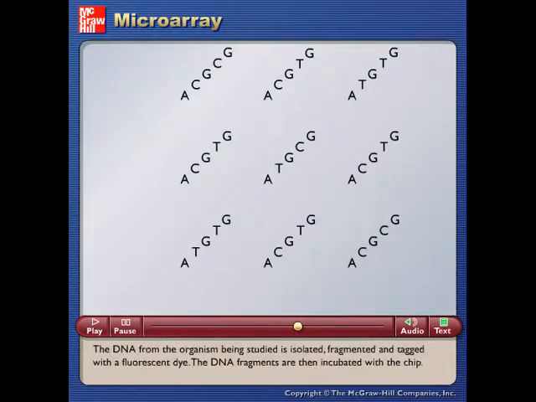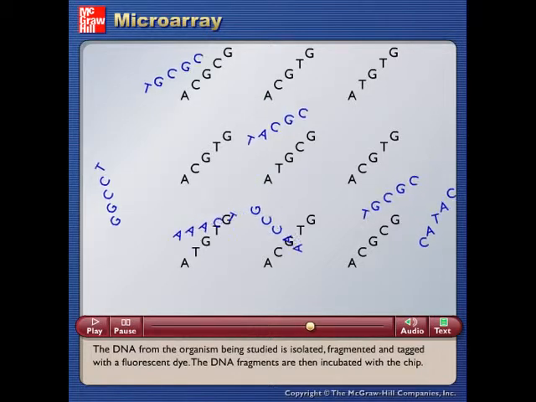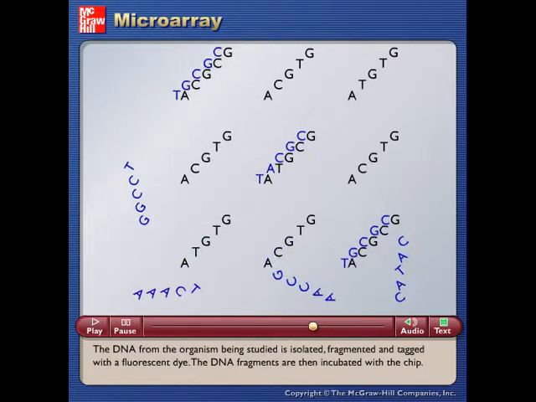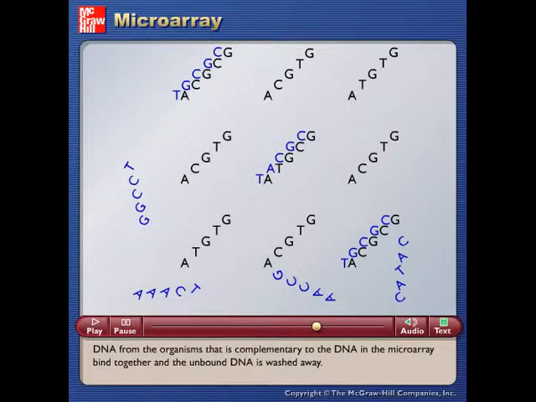The DNA from the organism being studied is isolated, fragmented, and tagged with a fluorescent dye. The DNA fragments are then incubated with the chip. DNA from the organisms that is complementary to the DNA in the microarray binds together, and the unbound DNA is washed away.